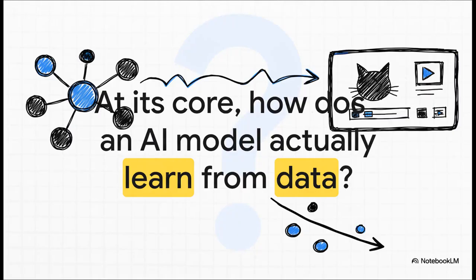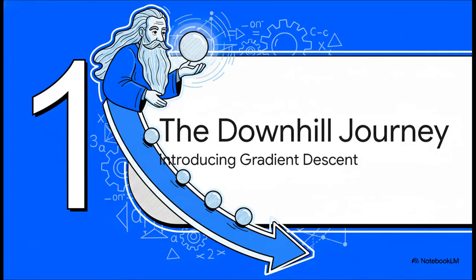Yeah, this is really the big question, isn't it? At its core, how does an AI model actually learn? How does a jumble of digital neurons go from just making random guesses to being able to spot a cat in a video? Well, the secret is this really cool process of guided trial and error. And the whole thing is driven by an algorithm we're going to get to know very well, gradient descent. All right, let's start that downhill journey.